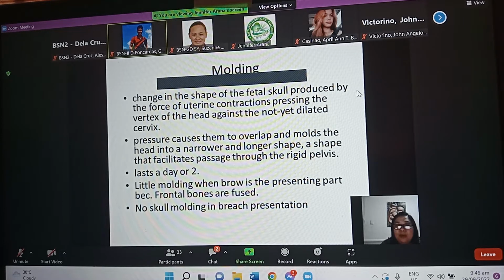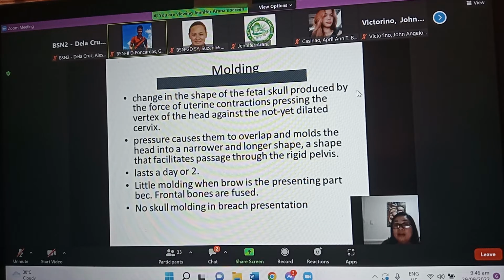There is a little more molding when the presentation is a brow presentation, or when the brow is the presenting part, because the frontal bones are fused. It is more difficult for the baby, since the presenting part is large, 13.5 centimeters. And it still cannot mold much. So it is very difficult for a vaginal delivery.